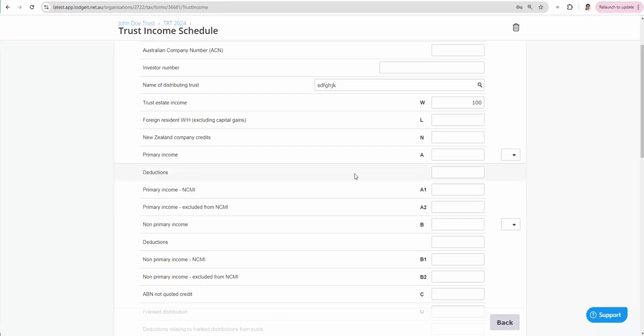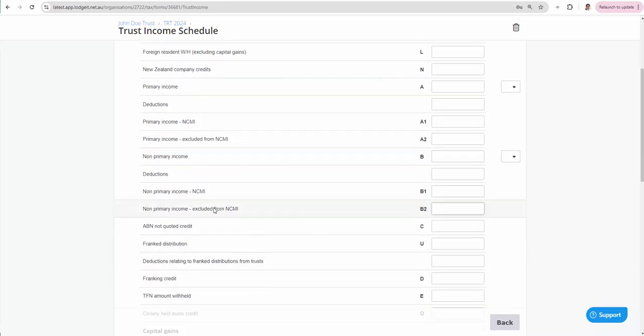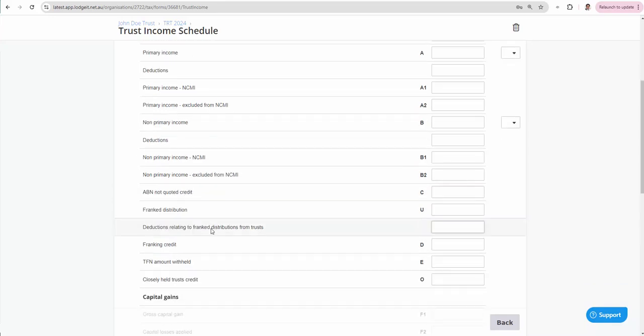Okay, so let's go through this and see. So trust estate income, it's probably not primary, it's non-primary, and we've probably got something like non-primary income. And of course you'd have to look at the trust that this is receiving the income from. They should give you a distribution statement which should map directly in here. Okay, so let's just say for the example here that it is a franked distribution and it did have franking credits.